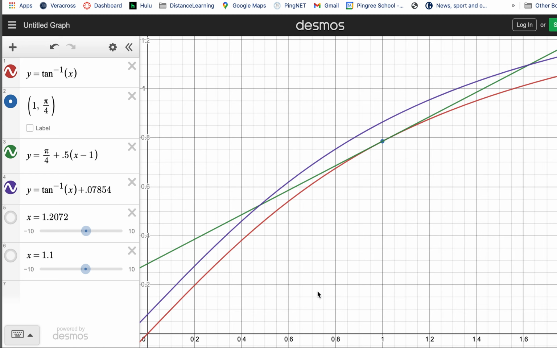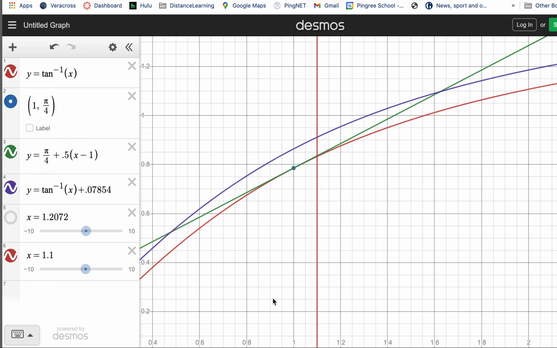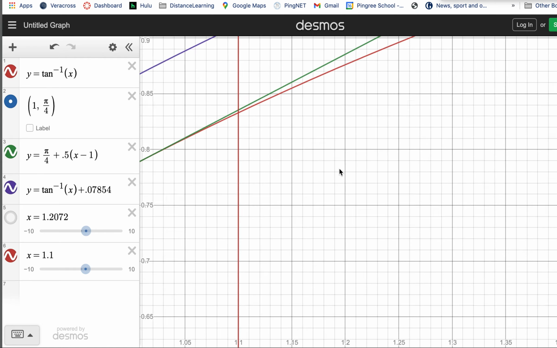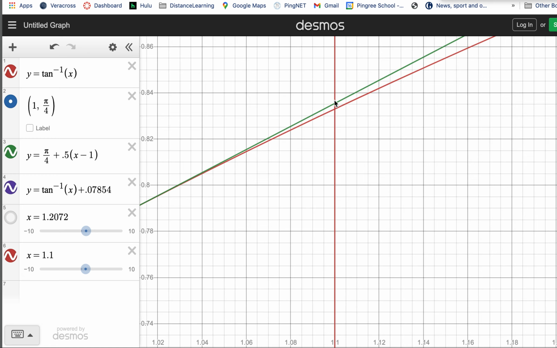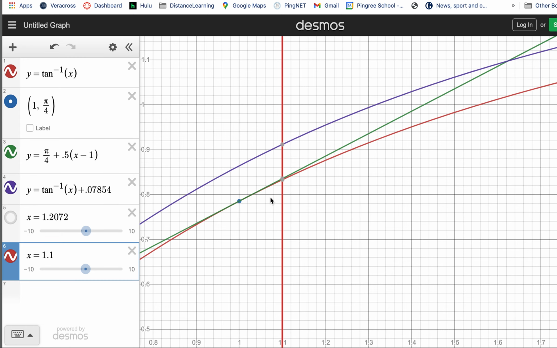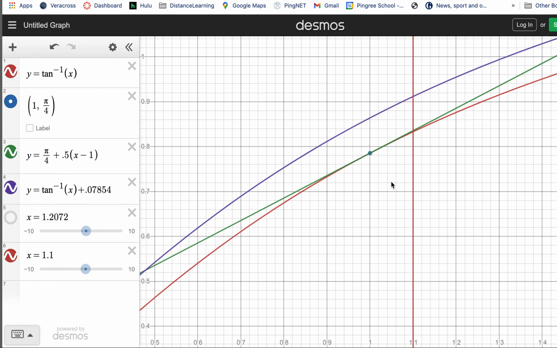If we want to see that 1.1 value, I've also graphed that in here. If we zoom in, this is the point we're asked to approximate, and we can see that it's really pretty close. This is the true value that our calculator would give us, and this was our estimated value, that 0.78 with the 0.05 added onto it. Okay, so I'll zoom out. So that's really the second part of that question.